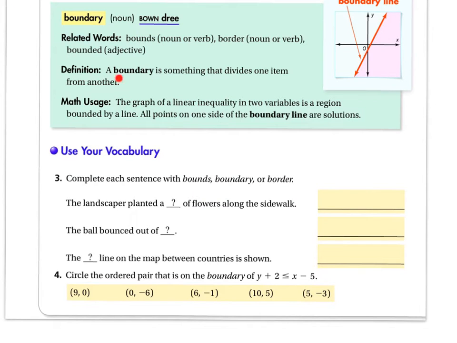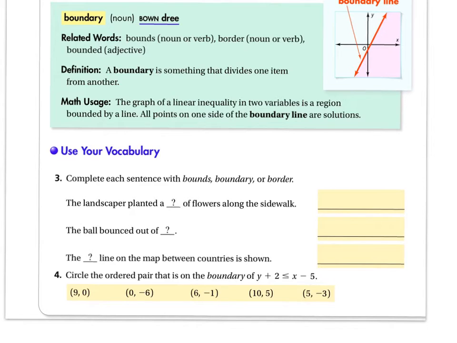Vocabulary word is boundary. A boundary is something that divides one item from another. So this is our boundary line dividing our solution set versus our non-solution set. Now, as we talked about in the last video, our solution set is included in the boundary line if it makes that statement true, which means it has a greater than or equal sign or less than or equal sign. If our boundary line is dashed, that means it has a less than sign or greater than sign without the equal sign, and our solution set does not work.